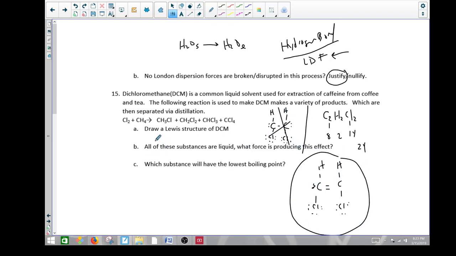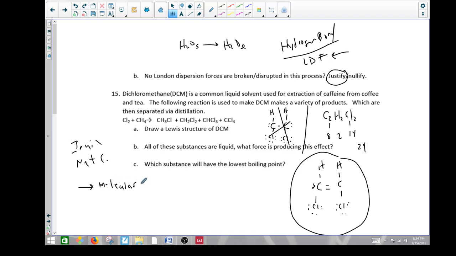All right. All these substances are liquid. What force is producing this effect? Well, first of all, they're all molecules. Whenever I see molecules, I've already crossed out ionic. Network covalent is out. All I have left is covalent molecular substances.